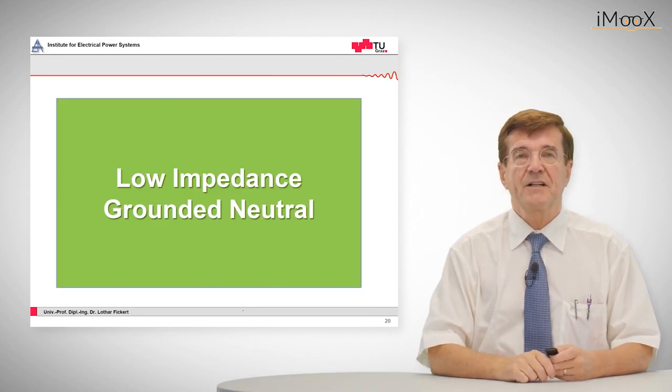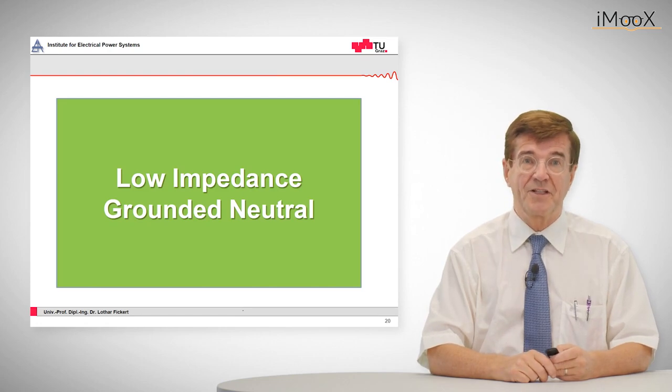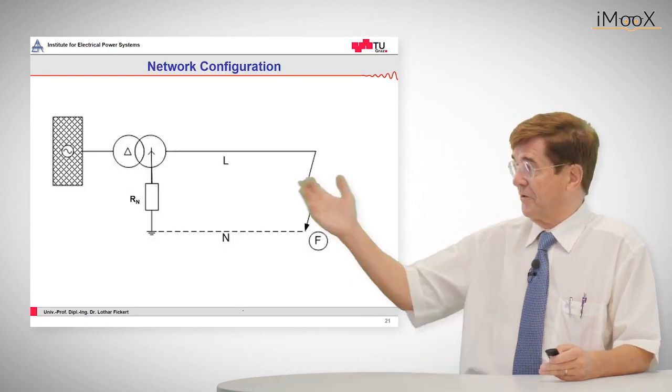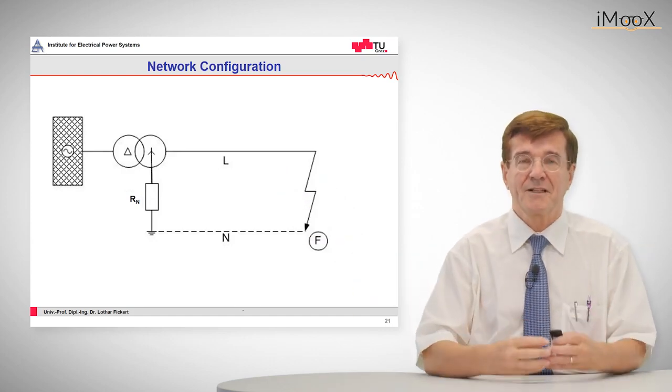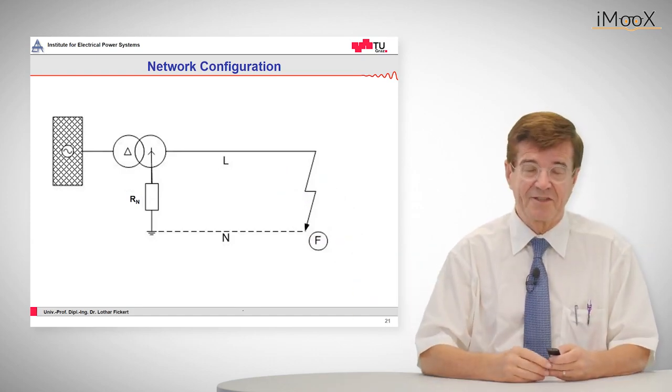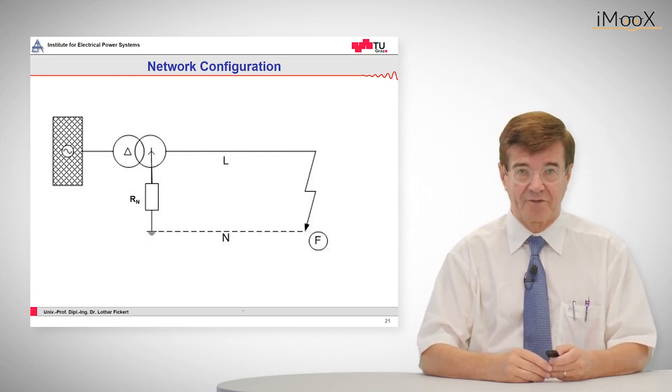This already comes very close to the low impedance grounded neutral in medium voltage networks. So here we have the network consideration, which is very much the same, except that we have a current reducing or a current restricting resistor Rn between transformer neutral and ground.